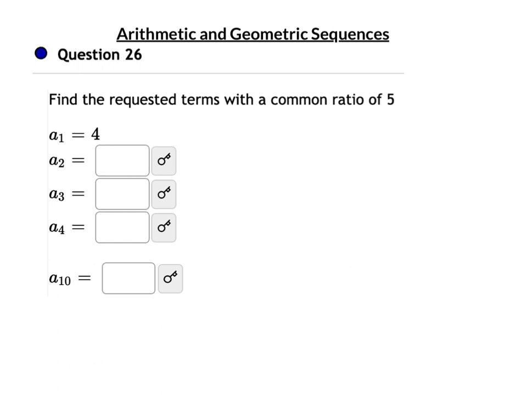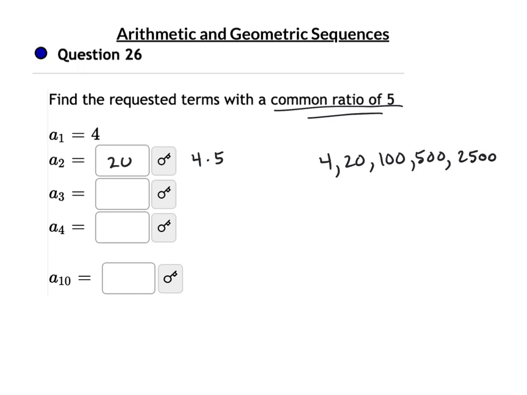Question 26. Common ratio is 5. We're going to find the next term. The next term would be 4 times 5. 5 is what I multiply by to get the next number in the list. So my list would start at 4, multiply by 5, it'd be 20, multiply by 5, it'd be 100, multiply by 5, it'd be 500, and times 5 again is 2,500.